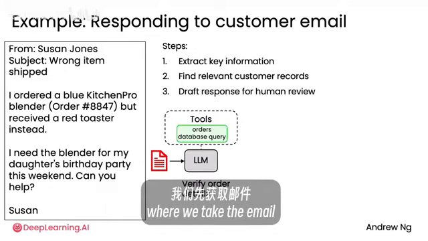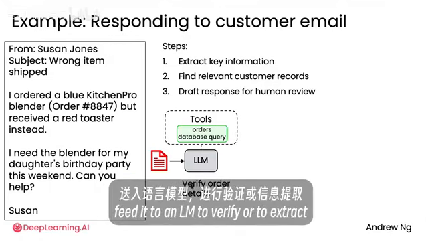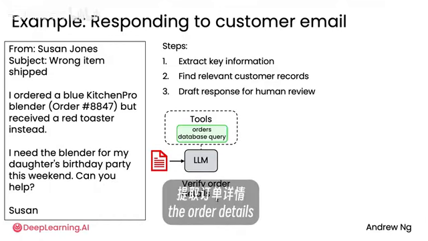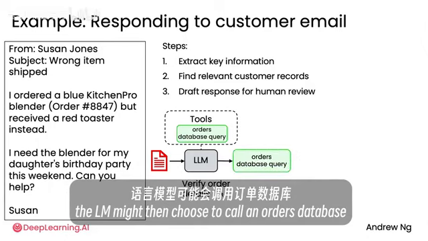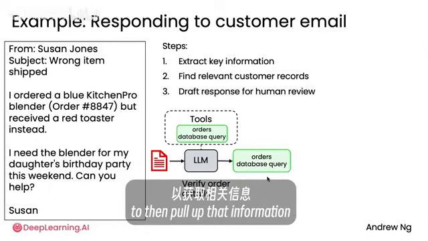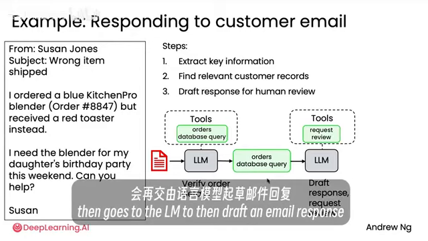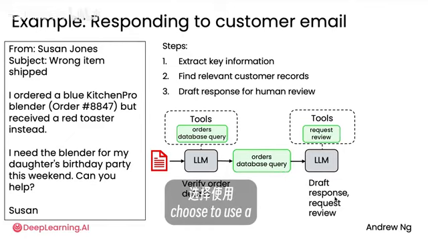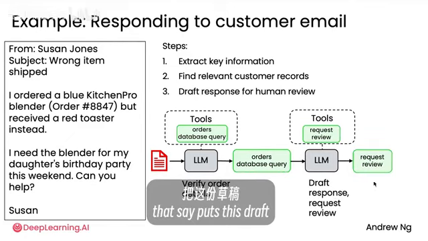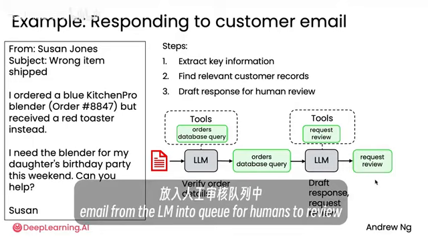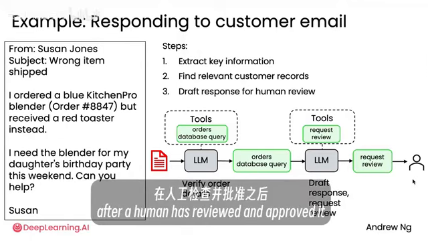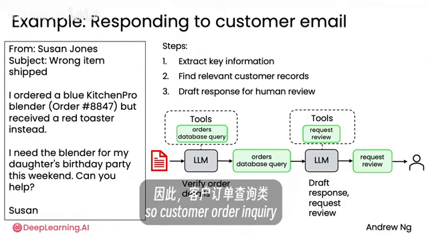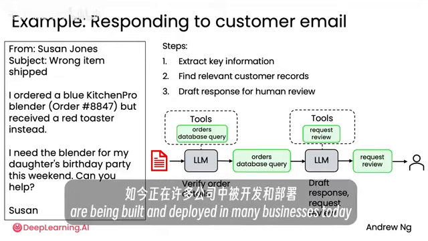where we take the email, feed it to an LLM to verify or to extract the order details. And assuming the customer email is about an order, the LLM might then choose to call an orders database to then pull up that information. That information then goes to the LLM to then draft an email response, and the LLM might choose to use a request review tool that, say, puts this draft email from the LLM into a queue for humans to review, so that it can then be sent out after a human has reviewed and approved it. So customer order inquiry agents like these are being built and deployed in many businesses today.